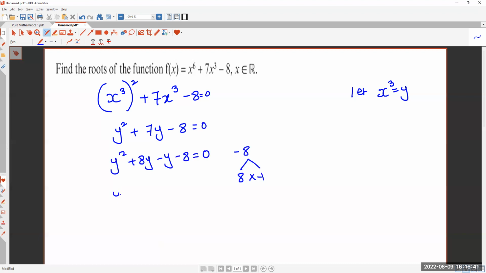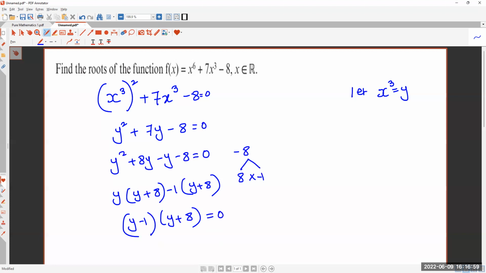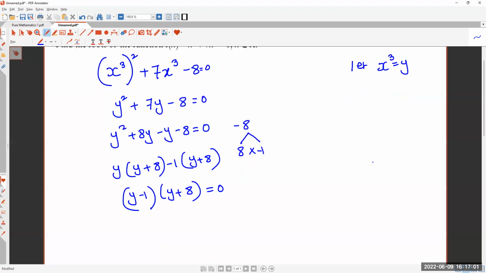So if you take y common, it's going to be y plus 8. And if you give minus 1 common, again it's going to be y plus 8. Understood, right? So answer is going to be y minus 1, y plus 8 equals to 0. Now, after this, you have two solutions. Y minus 1 is equal to 0 and y plus 8 equals to 0 as well.